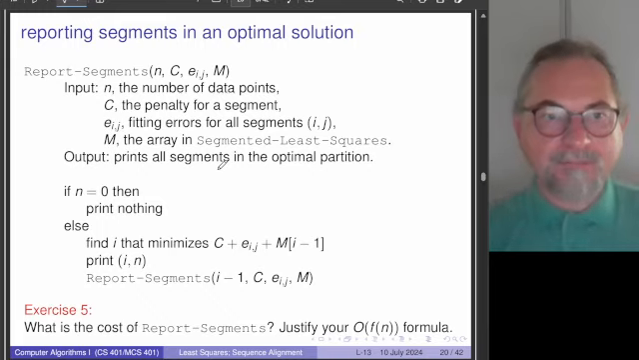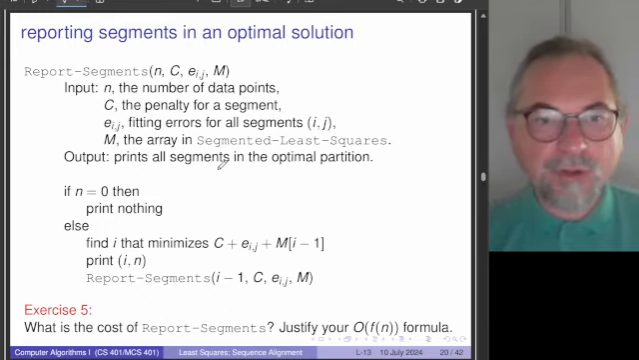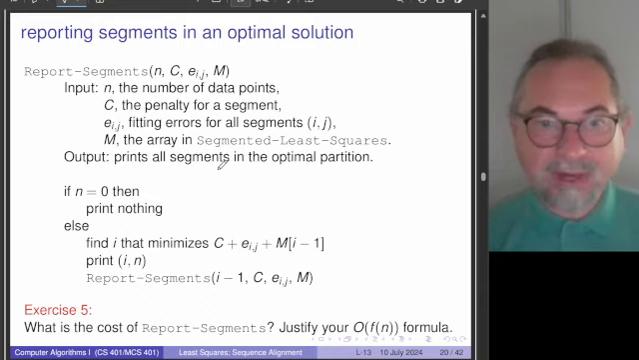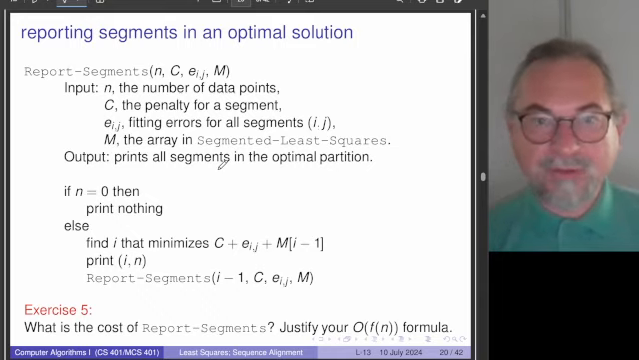Okay, reporting these segments in an optimal solution. We went over that carefully. So you may want to know. We went carefully over that also in the previous lecture on another example.